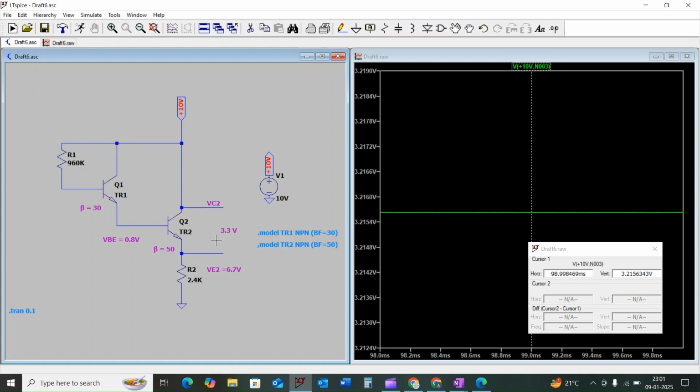Hope you are able to understand how to calculate the base resistance to get the required output across the second transistor of the Darlington pair, and also how to amplify the current in the Darlington pair.